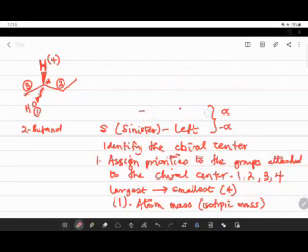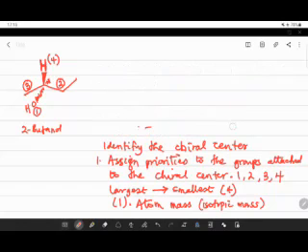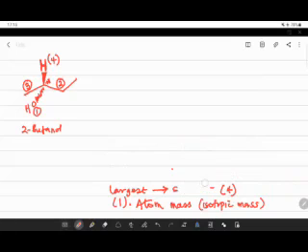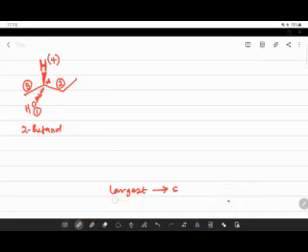Once we have been able to assign the priorities from 1 to 4, there is another exercise that we need to do to be able to determine whether the molecule is an R or an S. Okay? Whether it's an R or an S. So now we've been able to assign all the priorities. So let's determine it.